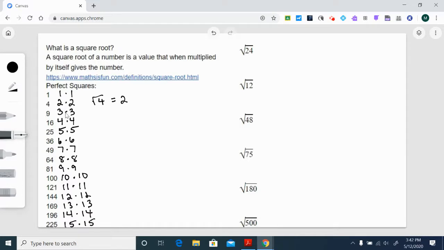So the square root of 9 is just one of these threes. 3 times 3 is 9, but the square root of it is just 3.